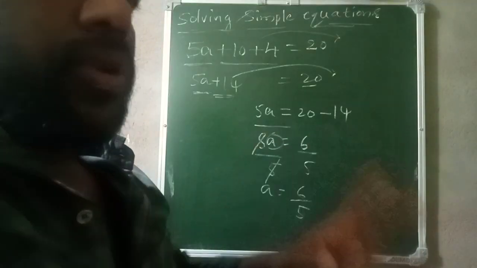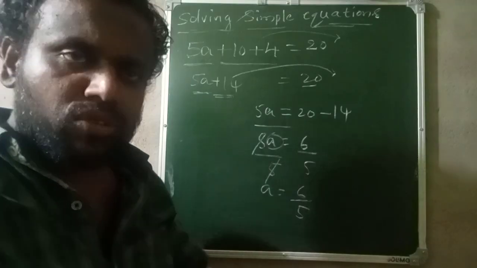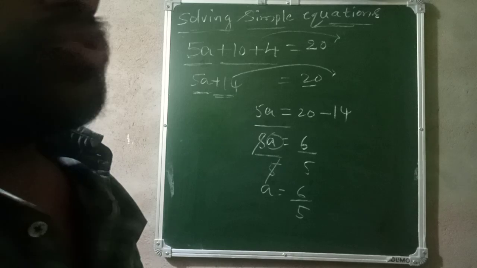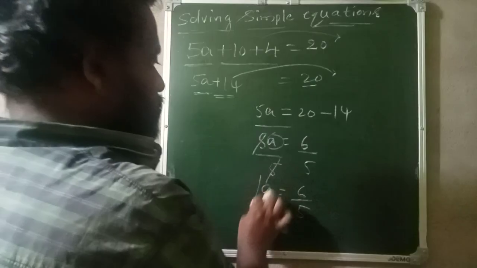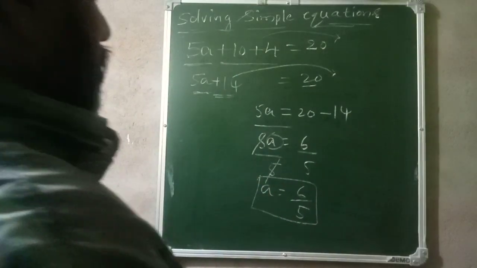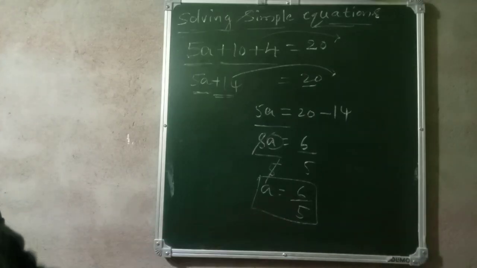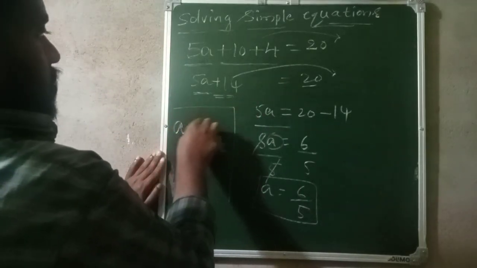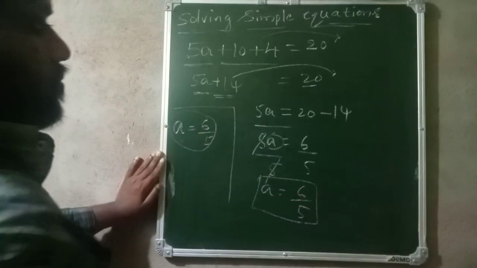Think about a number that can divide both 5 and 6 completely. There is no such number, so I will keep this 6 by 5 as it is. We cannot simplify further. So we got a is equal to 6 by 5. This answer I will write here: a is equal to 6 by 5.